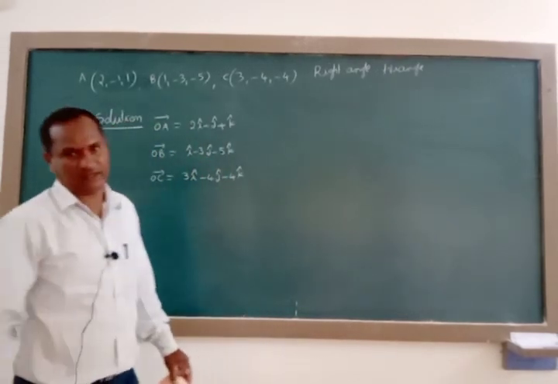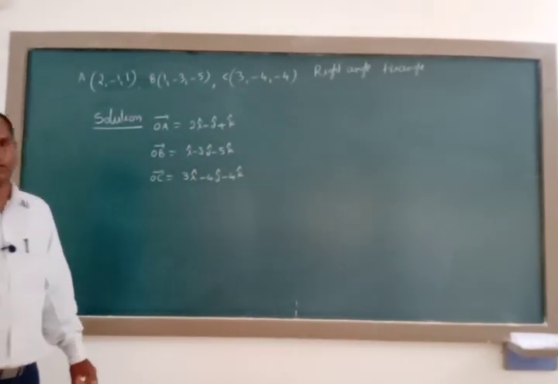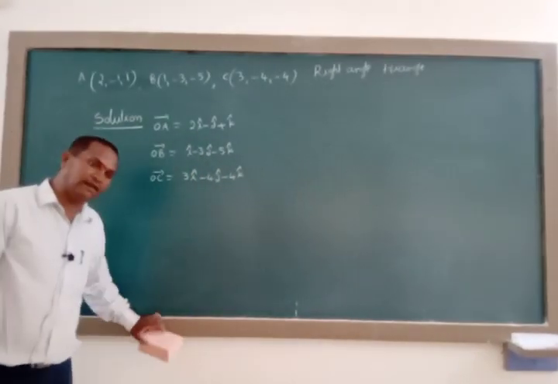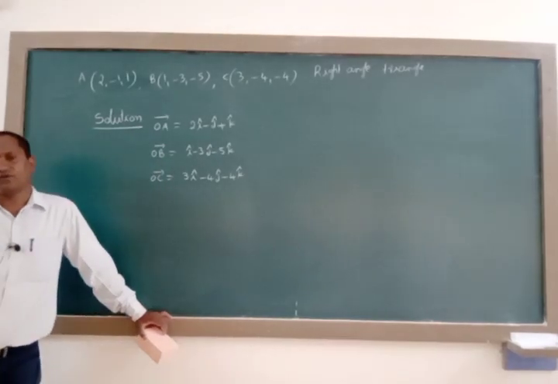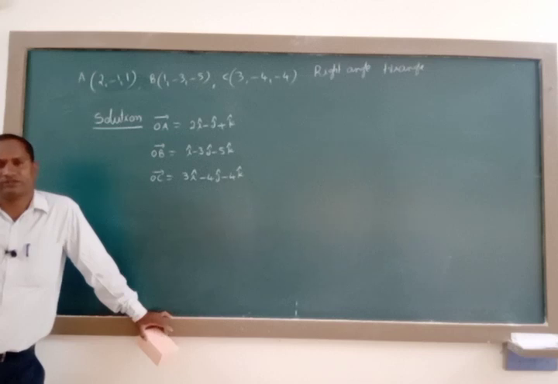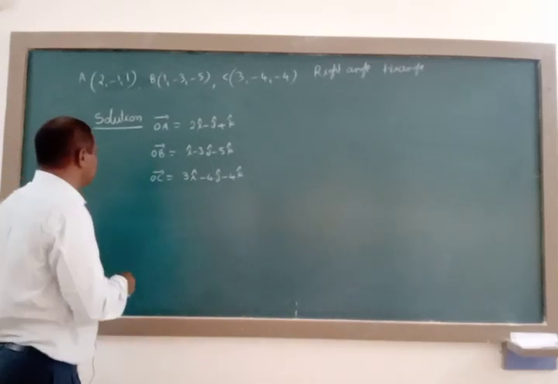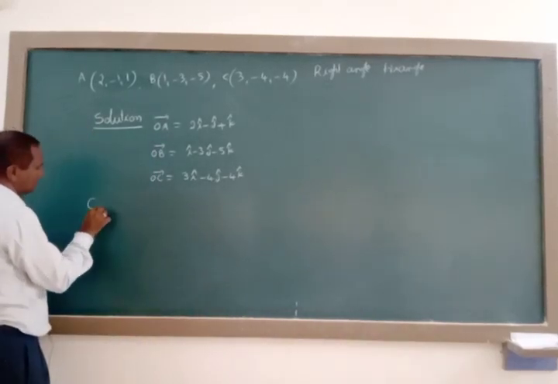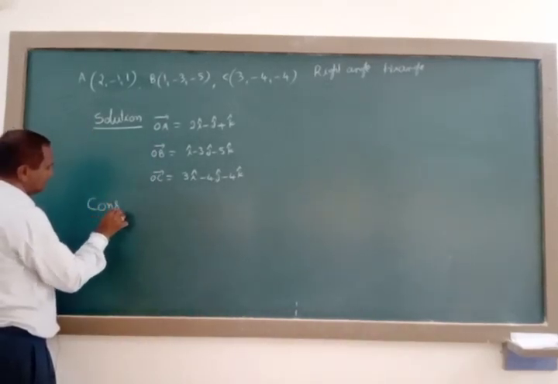With the help of 3 vectors only, we can show whether they are vertices of a right angle triangle or not. After finding those 3 vectors, we must find their magnitudes. With the help of those magnitudes, we can apply the statement of Pythagoras theorem here. Consider the vectors.